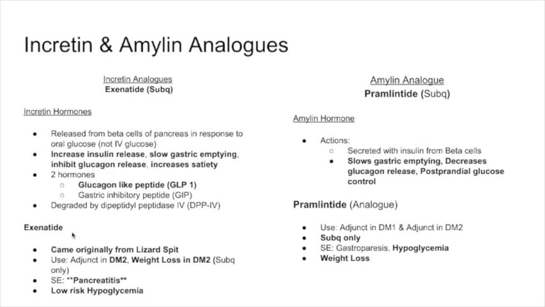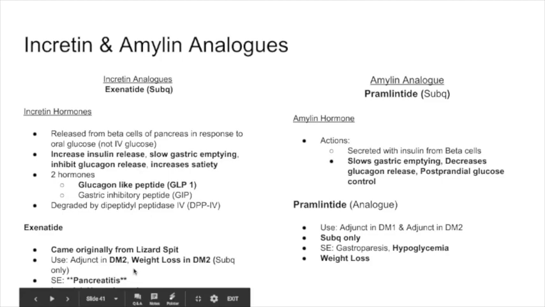So what scientists have done is make a hormone that's very similar to these incretins called exenatide. Exenatide actually came originally from lizard spit. Fun fact about exenatide. It's used as an adjunct, meaning in addition to other things, in type 2 diabetes. It's used for weight loss in type 2 diabetes as well, because remember, it increases satiety. So that's a big thing for patients that want to lose weight.